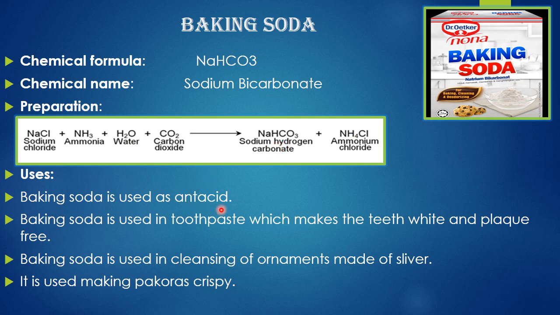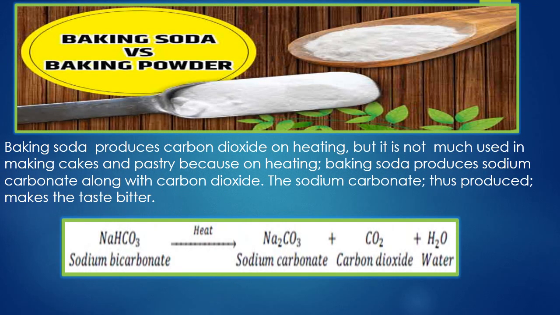That's why it is used as an antacid, as well as in toothpaste. It is used for cleaning ornaments made of silver, and also at home for making your pakoras crispy, right? Baking soda is used for making baking powder also. Let's understand the difference between the two.